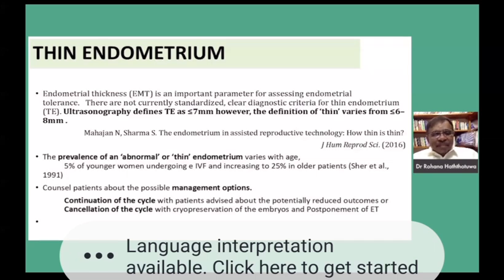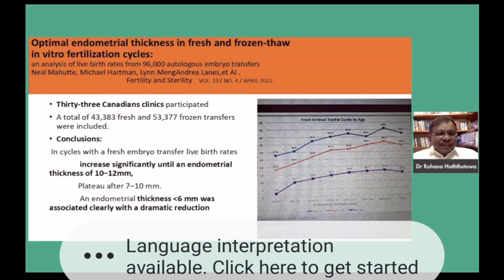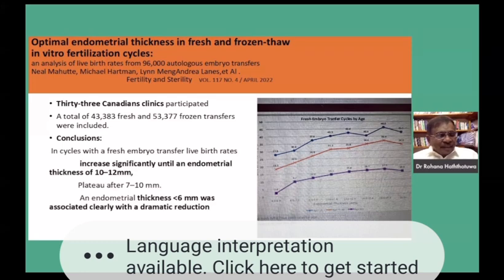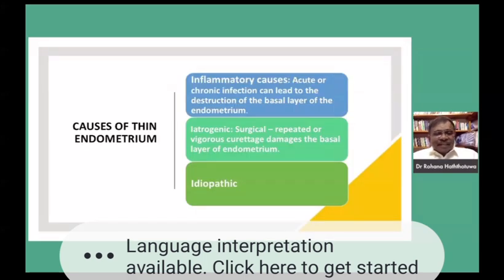The prevalence of abnormal thin endometrium increases with age. It is 5% in younger women under 40 years and rises up to 25% in older patients. Here you can see this big study which was done in 3 Canadian clinics, and it shows that with fresh embryo transfer, live birth rates increase significantly until endometrial thickness is 10 to 12 millimeters, but endometrial thickness less than 6 millimeters was associated with a reduction.